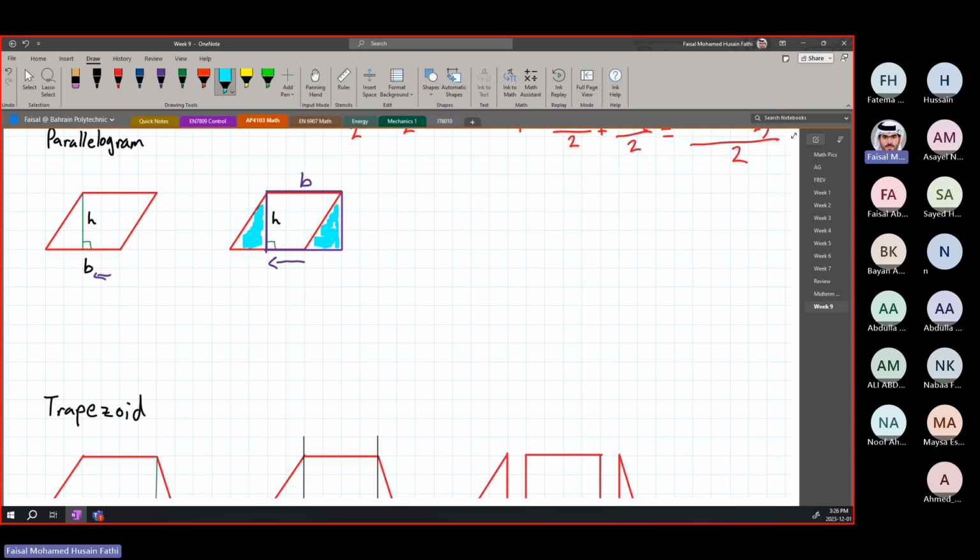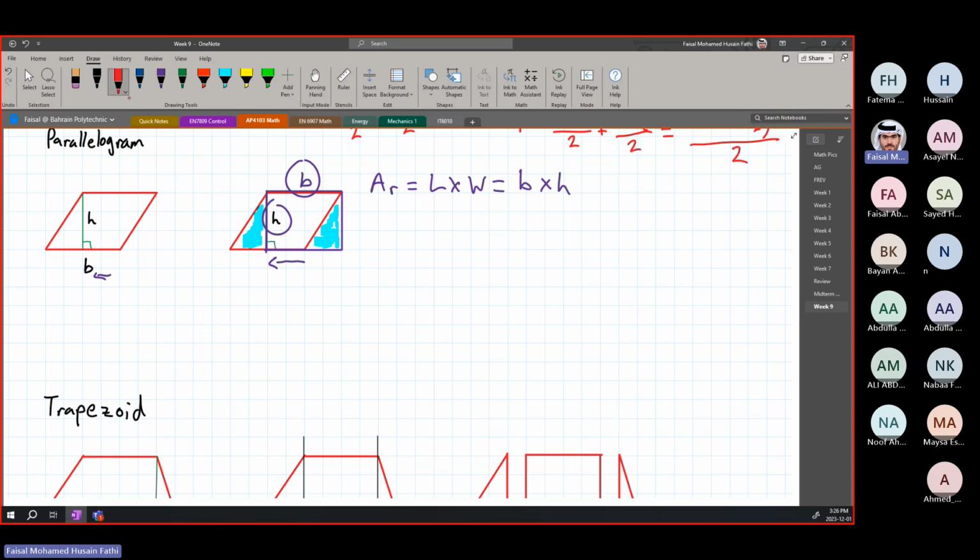Of the same size, it's exactly the same size. Nothing changed in size. So what do we know? We know that the area of this rectangle, which is equal to length times width, or in this case, base times height, this base times this height, okay? The area of the parallelogram will be the exact same thing because it's the exact same size.